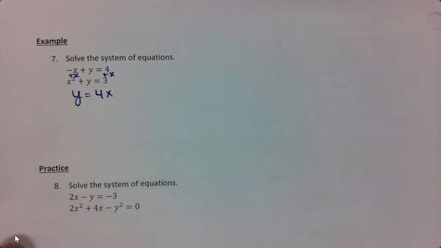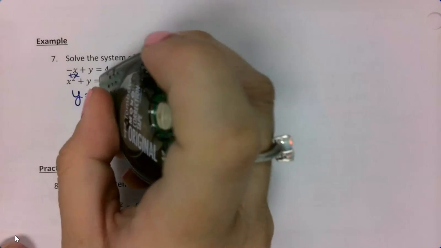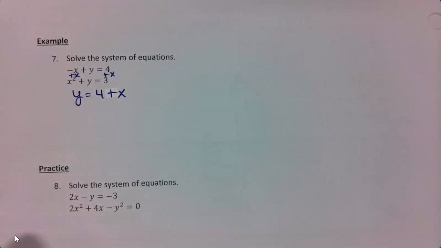4 plus x. Why did I write 4x? I put 4x. Yes, I'm showing you what mistakes not to do on tests. Okay? Then I want to go ahead and plug this in for the y on my second equation.